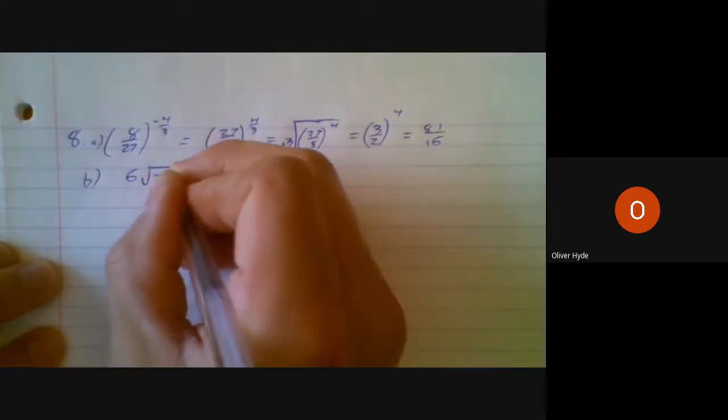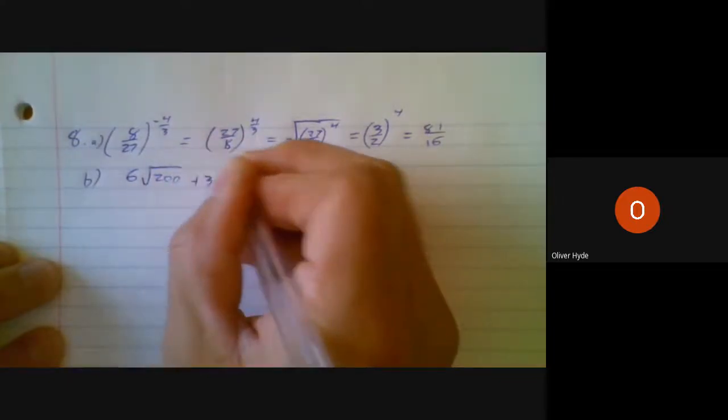I don't know what 27 to the exponent 4 is. I don't want to make my numbers larger before they get smaller. That was 8a, sorry. 8b, we have 6 times the square root of 200 plus 3 times the square root of 8.